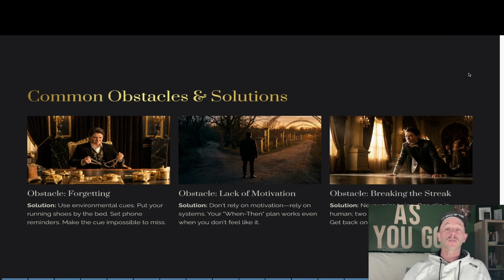Some common obstacles and solutions to those common obstacles. One obstacle is simply forgetting. So a solution is to use your environmental cues. Put your running shoes by the bed, set your phone reminders, make the cue impossible to miss. Obstacle, lack of motivation. Solution, don't rely on motivation. Rely on systems. Your when-then plan works even when you don't feel like it.